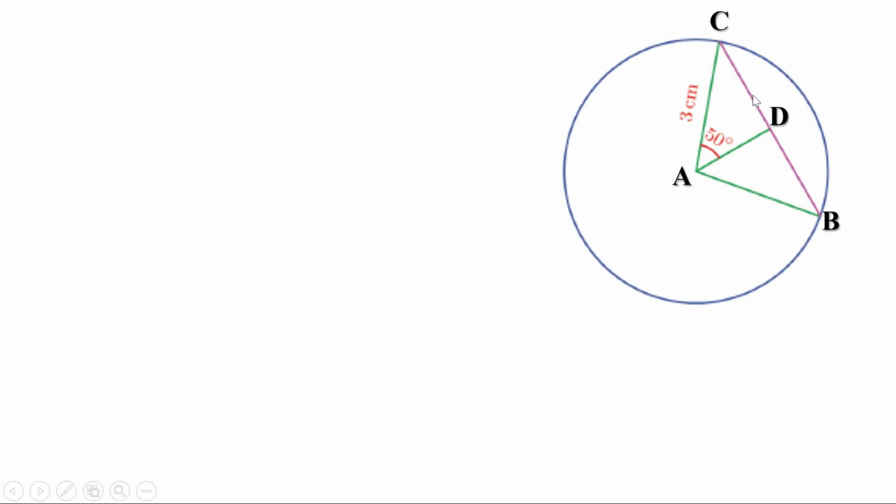Let us look at triangle ADC. CD is half the chord. So to find the chord, it is enough to find the length of CD. And based on this angle, CD is its opposite side. AC is given, which is the hypotenuse. What is the ratio of opposite side and hypotenuse? Sine. So let us take sine 50. Sine 50 is equal to opposite side by hypotenuse, or CD by AC.